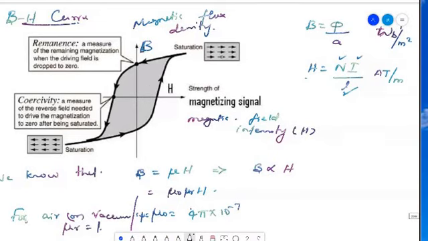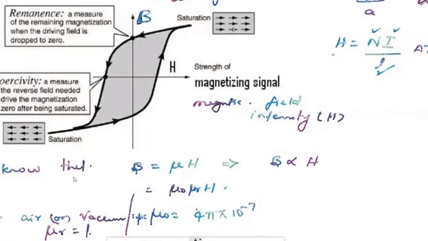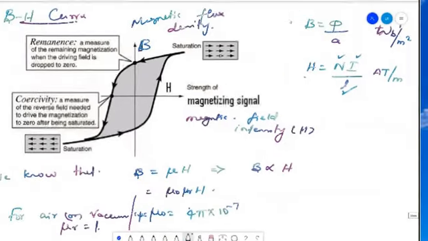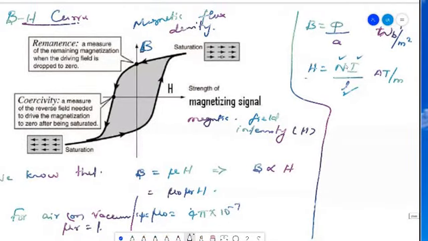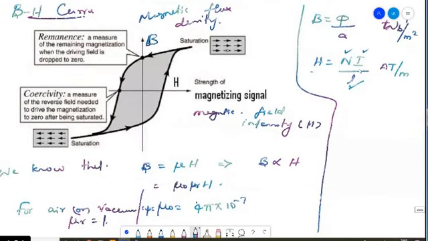Some more things I want to discuss. If you look at the expression for H, the number of turns is not going to change, it's a constant, and the length L is not going to change. So I can write that H is proportional to I. This is one thing you must note. What happens when I change I? H will change, and when H changes, obviously B will also change. But something interesting you can observe.